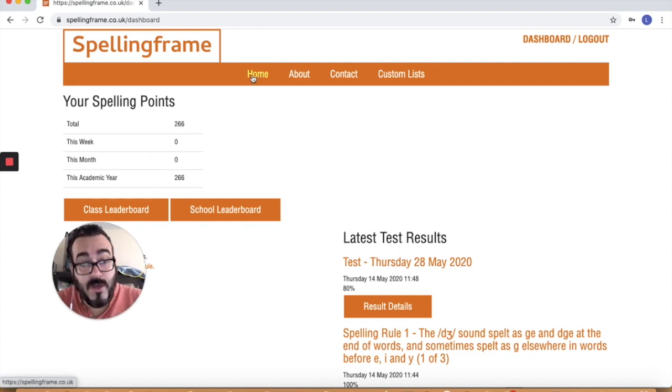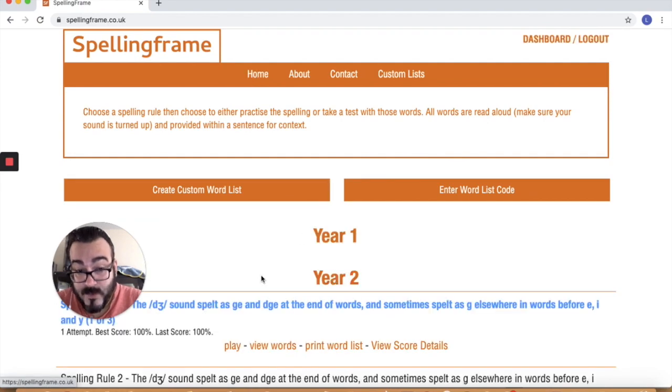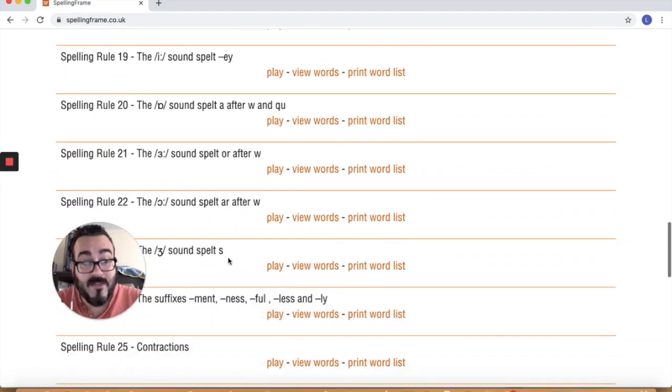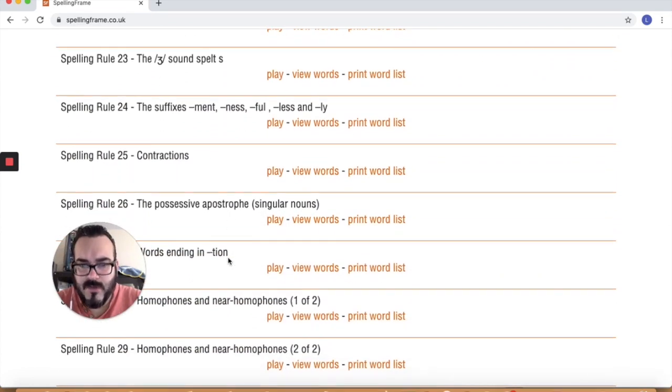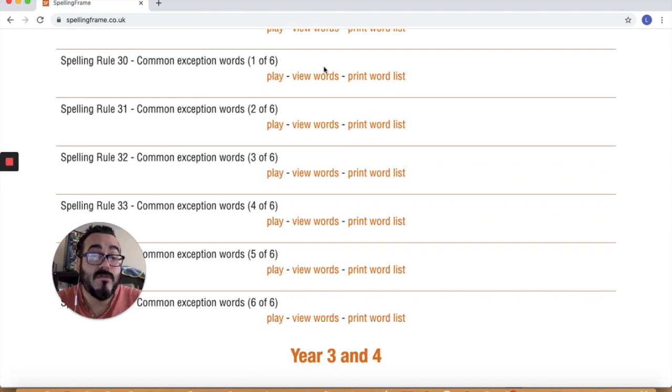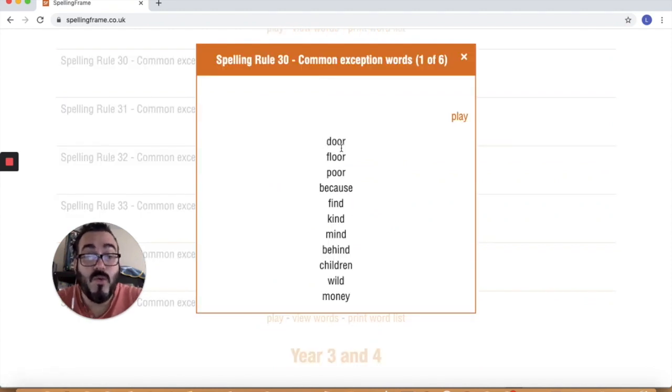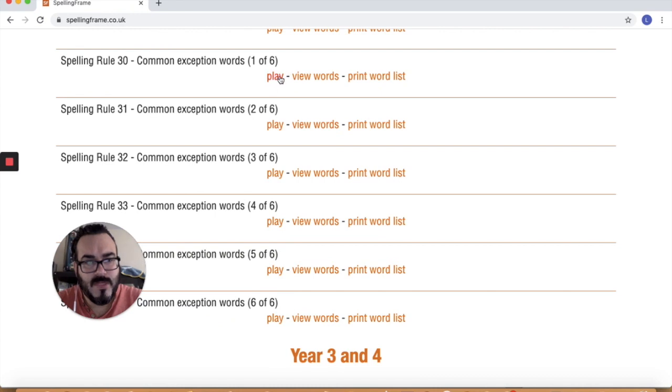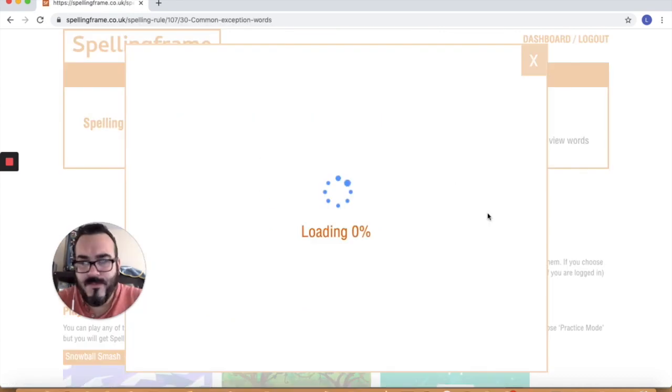So I'm going to go to my home. I'm going to go to year 2, and we are doing spelling rule 30 today. 30. 3 tens, 0 ones. Common exception words. Let's view the words, shall we? We have door, floor, pour, because, find, kind, mind, behind, children, wild, and money. Okay, so I know what to do. I've got these spelling words to practice. Now, let's click on play. Do you know what? I'm going to try the test.